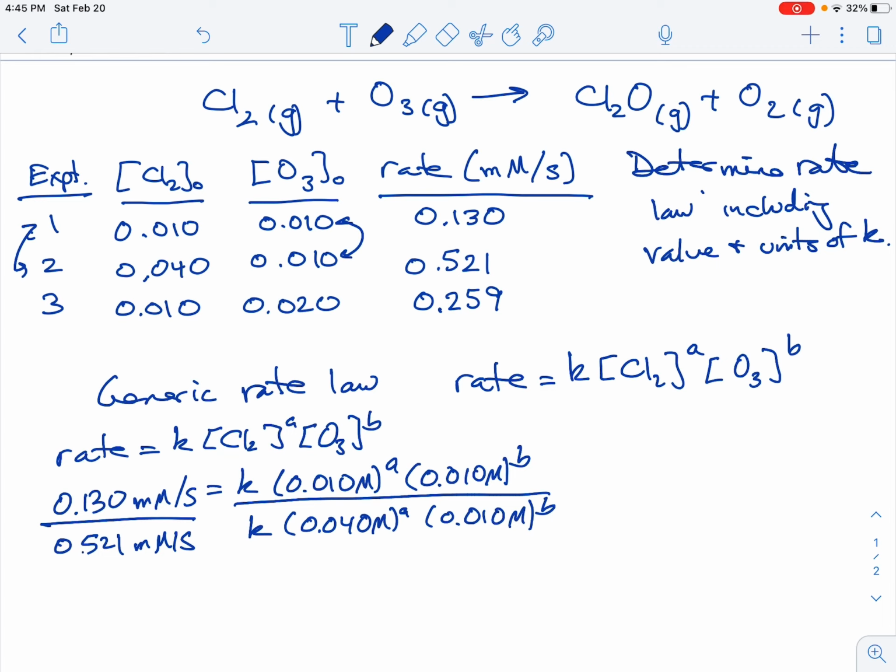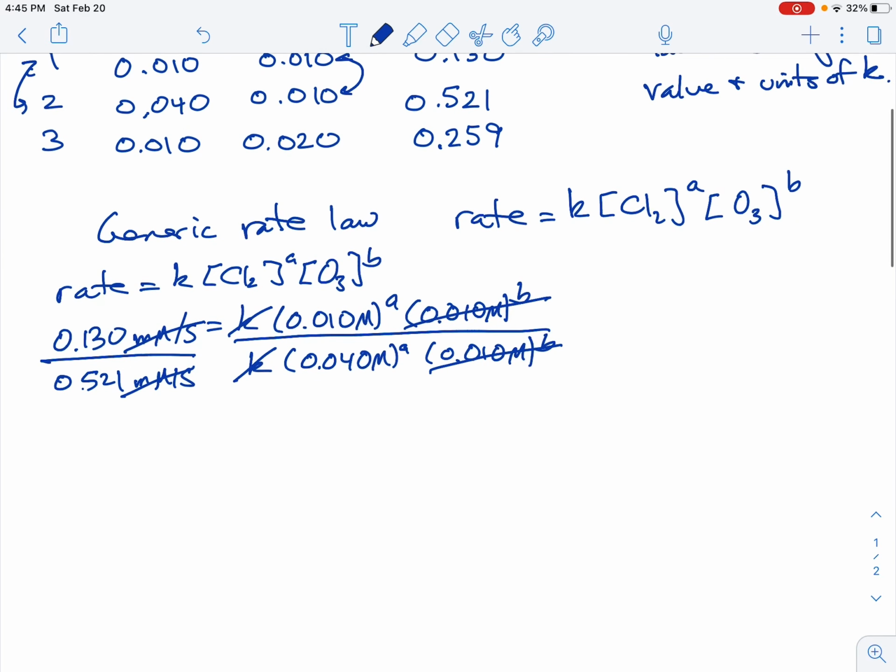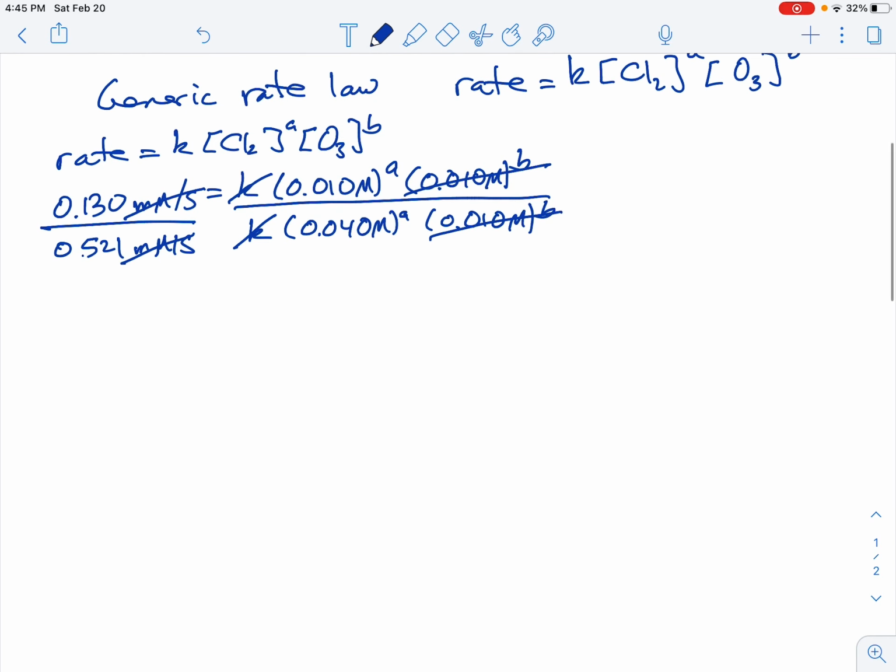So we notice that a number of things cancel. Millimolar per seconds cancel. Rate constants cancel. We also get 0.01 molar to the B over 0.01 molar to the B, so that cancels. The only thing I'm left with are the rate values here and my A terms, my Cl2 terms. So I'm now going to divide. When you plug this into your calculator, it'll give you about 0.25. I like to leave that as a fourth. I think it's easier to see. If you prefer 0.25, it's fine.